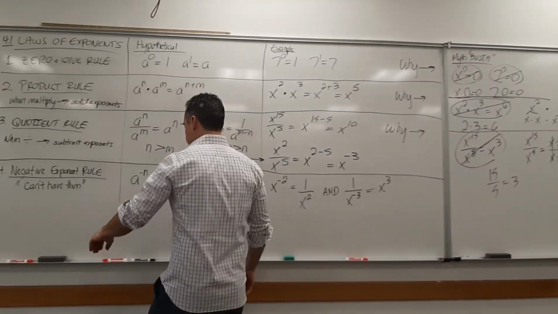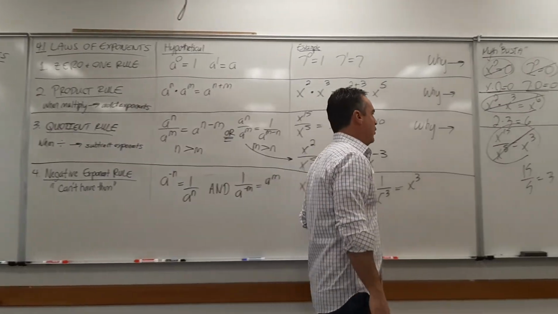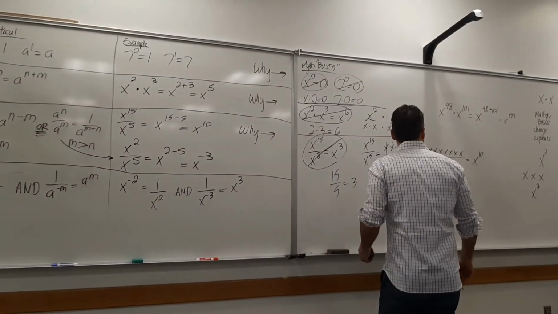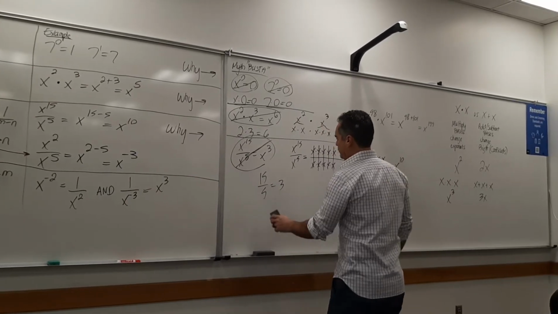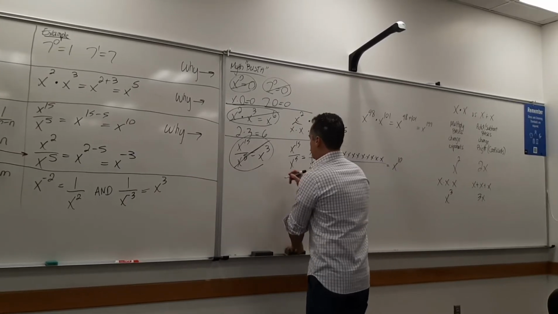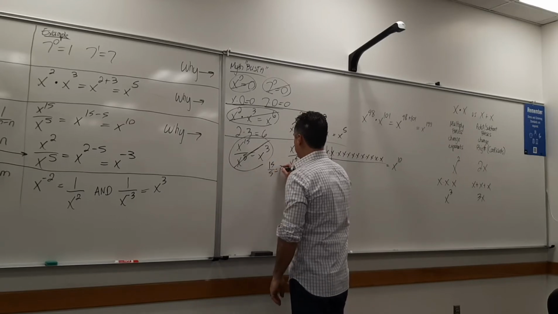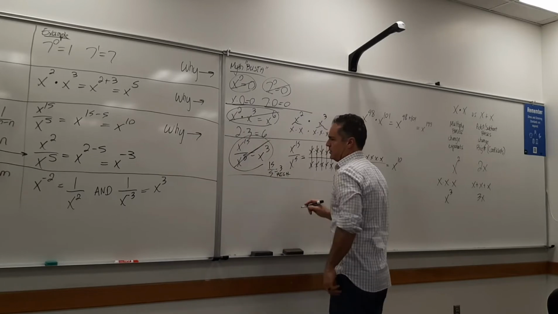Let's come over to the right board here, okay? You guys are cool. Let's do this. 15 over 5. Yeah, 15 over 5 equals 3. All right, let's go ahead and do this.